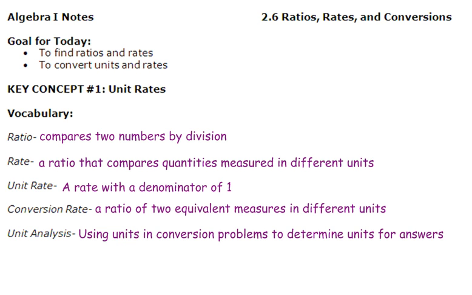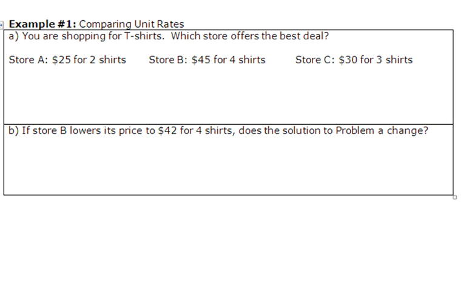A unit rate is a rate with a denominator of 1. A conversion rate is a ratio of two equivalent measures in different units. And unit analysis is using units in conversion problems to determine units for answers. So let's just look at some examples.